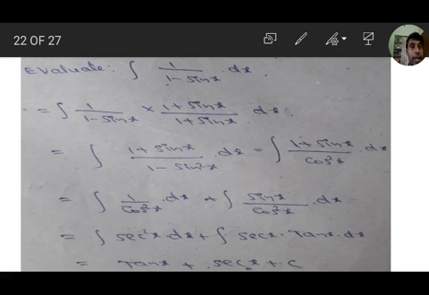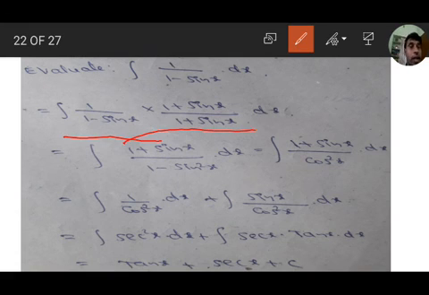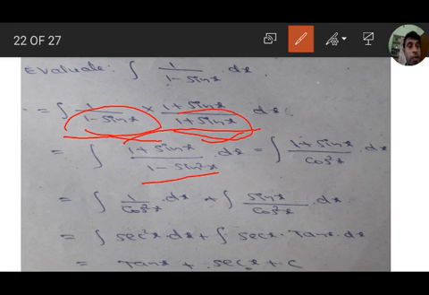Evaluate integration of 1 by 1 minus sin x dx. For this also we don't have the formula, so we have to rationalize and simplify it and we get the answer. So for integration of 1 by 1 minus sin x, we multiply and divide with 1 plus sin x in the numerator and denominator. In the denominator, a minus b into a plus b is a square minus b square, so 1 minus sin square x.